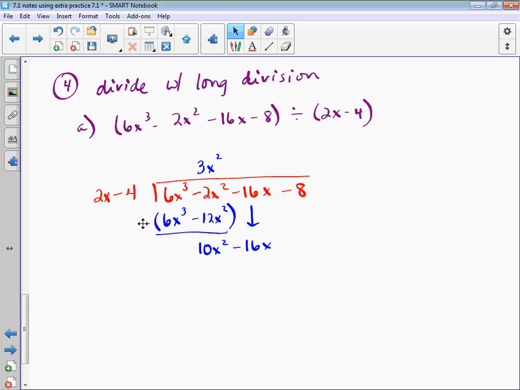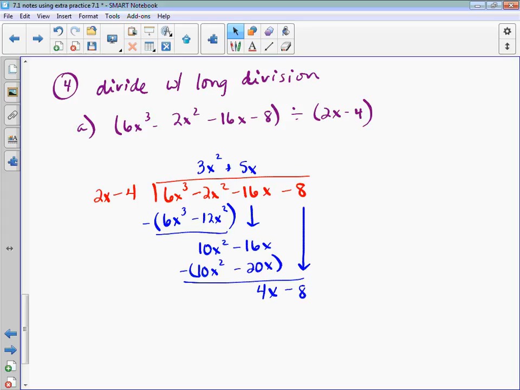So I think, what do I take 2x times to get 10x squared? 5. So I'm going to write plus 5x. All right, and then we multiply. So 5x times 2x is 10x squared. 5x times -4 is -20x. Then subtract. Don't screw up your signs. 10x squared minus 10x squared is gone. What about -16x minus -20x? 4x. Bring down that -8.